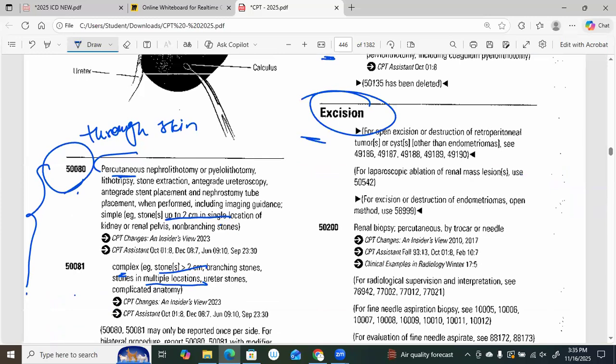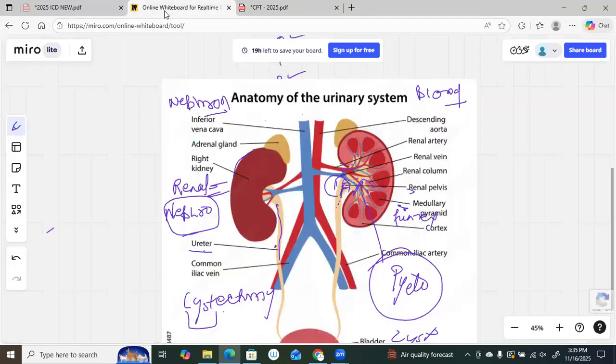Next section we have excision. So excision means removing of that area or that organ. As currently we are studying the kidney procedures, here we are talking about the removal of the kidney or a portion of the kidney. So the first code we have here is 50020. In our manual, kidney is referred to as renal or nephro. We do not have the word kidney in our manual. We have either renal or nephro.